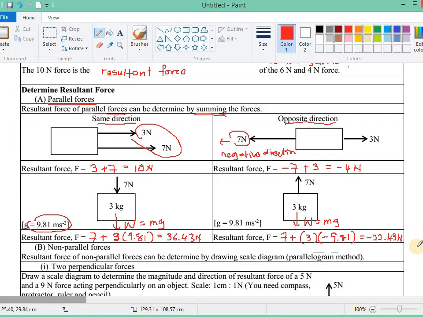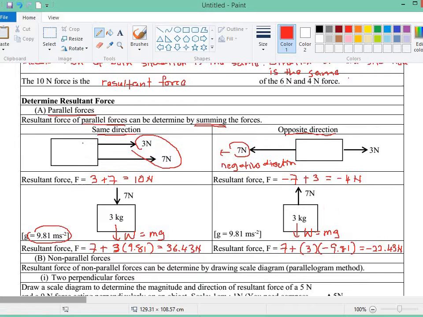So this is how we calculate the resultant force for parallel forces. That means the two forces are parallel to each other. The direction of the two forces are parallel to each other. So you see, 3 Newton, 7 Newton parallel. Although in different direction, they are still parallel. This one both horizontal, this one both vertical. So that means they are parallel to each other. Okay?